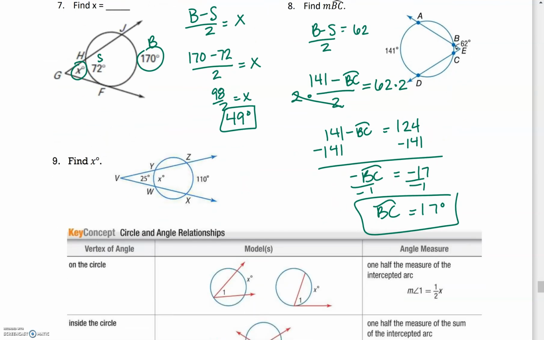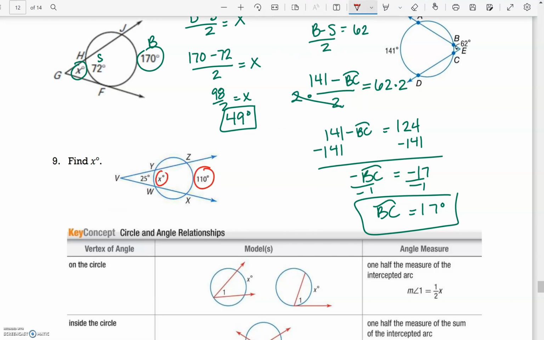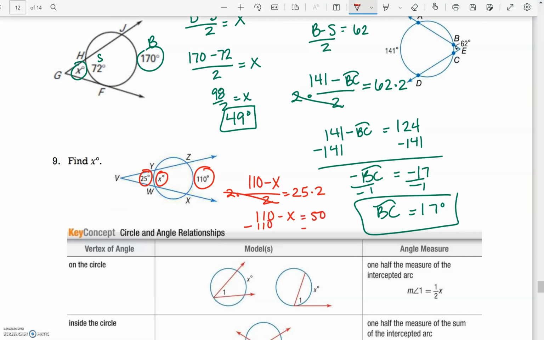On this one, I want you to try and set that up. Again, big arc minus small arc divided by 2 is going to equal our 25, and then we're going to solve that. All right, so 110 minus X over 2 is equal to 25, that angle. Then we multiply both sides by 2 to undo this division. So 110 minus X is equal to 50. Subtract 110. Negative X is equal to negative 60, which means X is equal to 60 degrees.